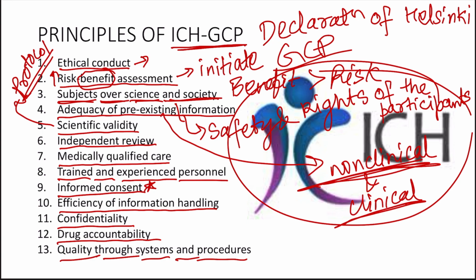Then next is independent review. The trial which we are trying to conduct should be reviewed and it should be approved by the institutional review board and also the institutional ethics committee, which is also called the independent ethics committee. So it should get the ethics approval and it should also get the approval from the institutional review board.